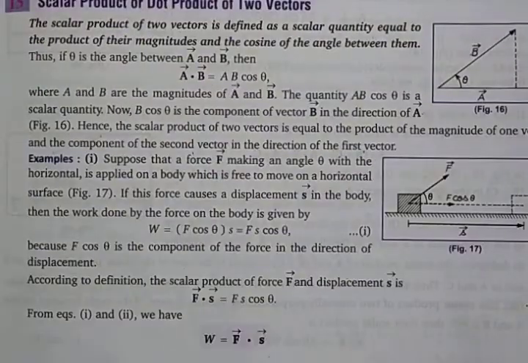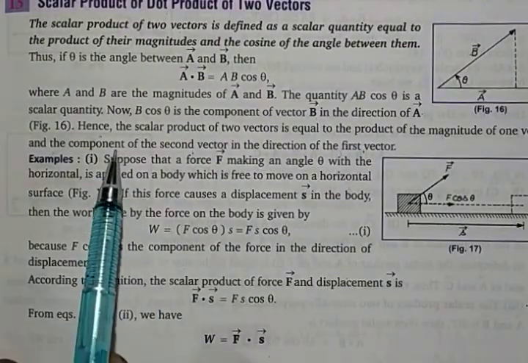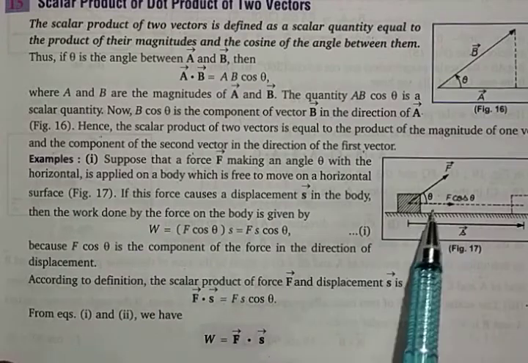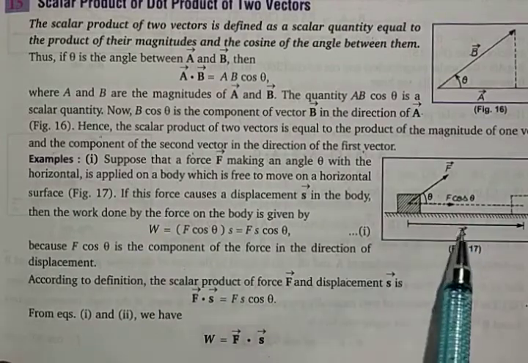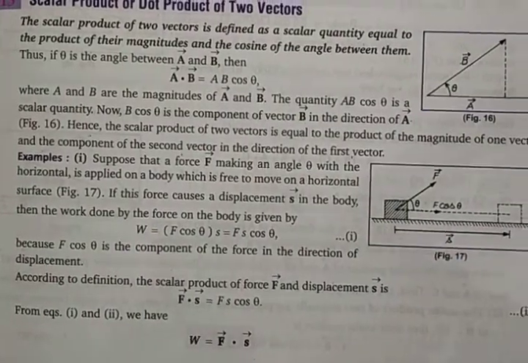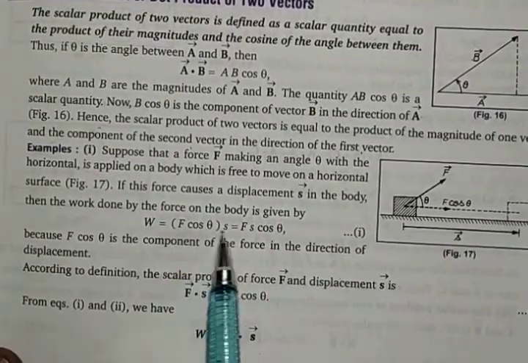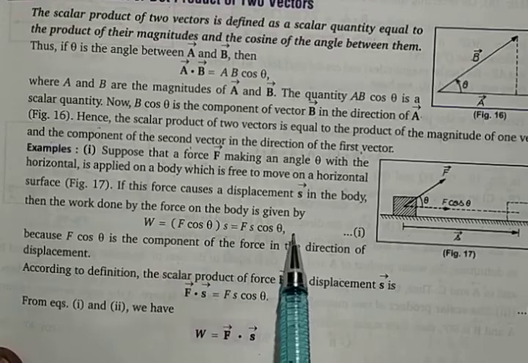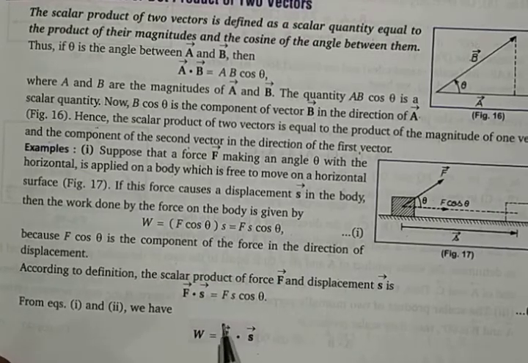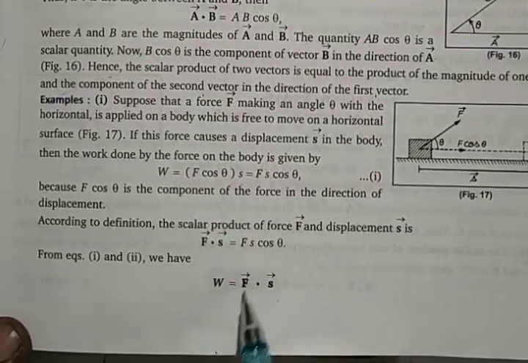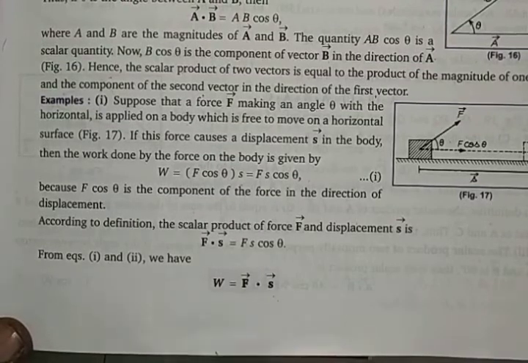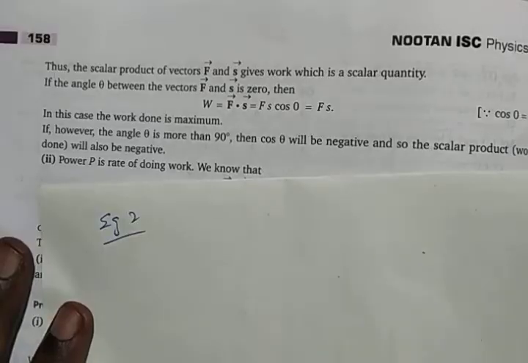So it is right here in the book itself. Suppose force is making an angle here. So force cos theta and displacement, and the body moves in the next direction here. So force is equal to F cos theta into S, Fs cos theta. So F dot S is equal to Fs cos theta. So W is equal to F dot S, F vector dot S vector. So that's the way it has been determined. We'll go to the next page now.